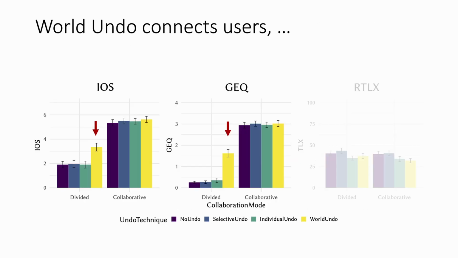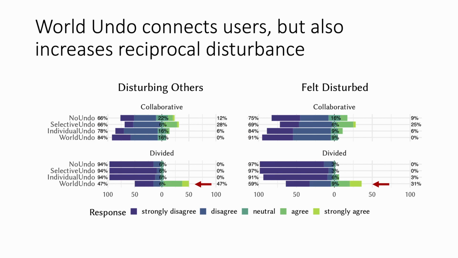And third, world undo connects users in the divided cases where social connectedness was otherwise low. However, it also increases the disturbance between participants when working divided. As a consequence, when designing undo features for collaborative VR, one must consider if social connectedness outweighs a potential mutual disturbance between participants. This calls for future studies to investigate the transferability of our findings to other collaborative use cases, and to gain a better understanding of potential applications for a selective undo, which was perceived not well in the context of our user study and the task on hand.